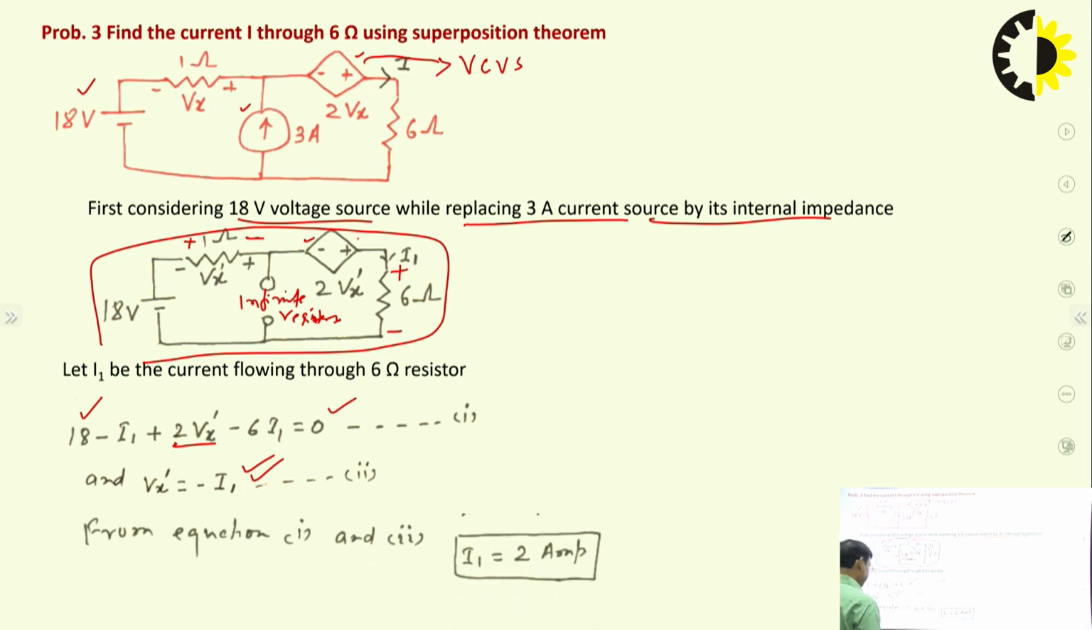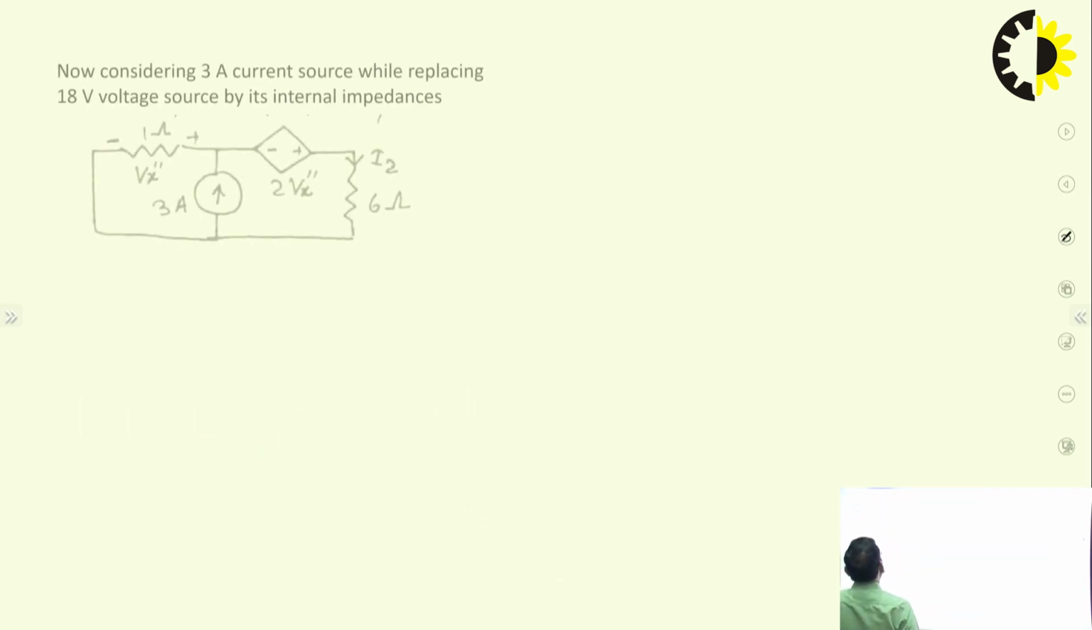Now we can get I1 is equal to 2 ampere. So put Vx dash is equal to minus I1, and on simplification we can get it: minus 6 I1, minus 2 I1, minus 3 I1, so 9 I1 is equal to 18, so it is 2 ampere.